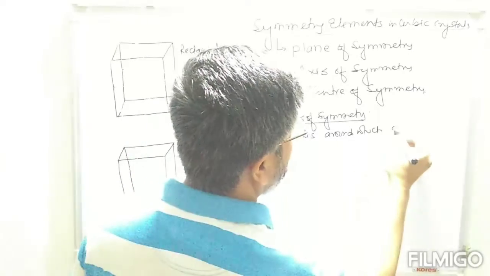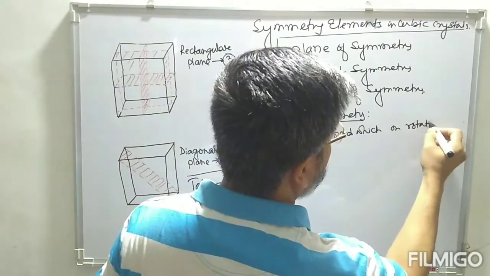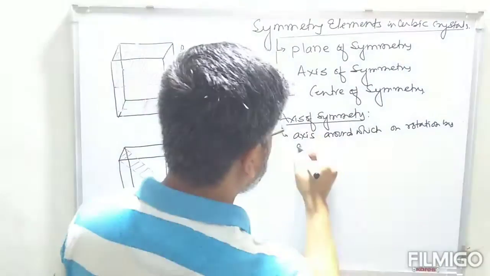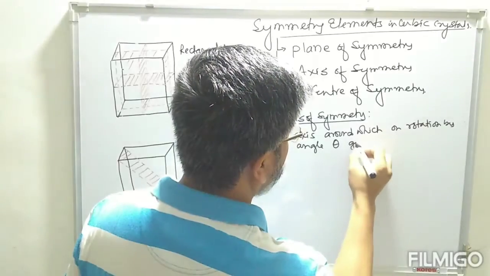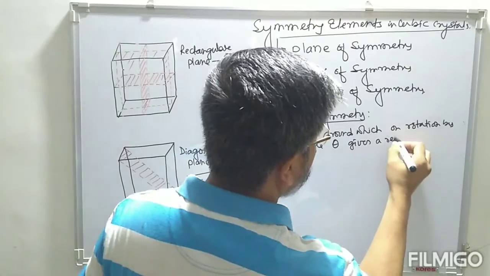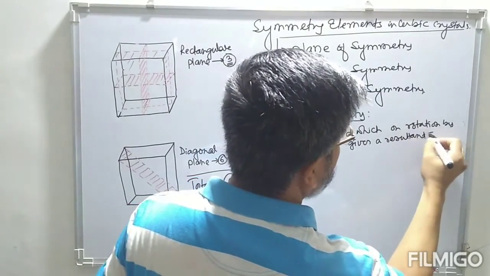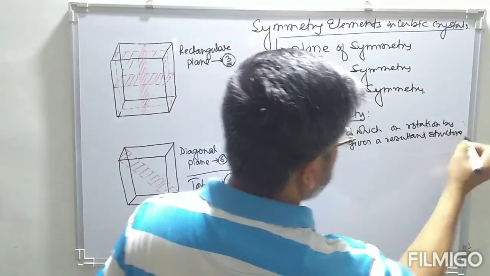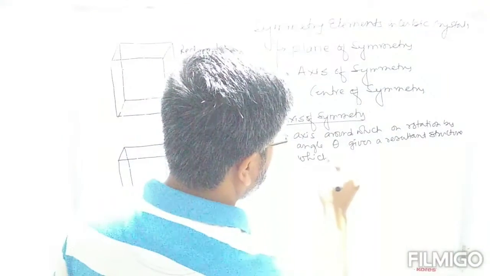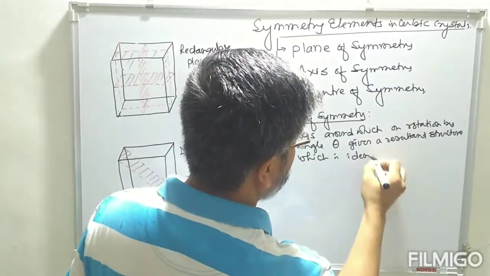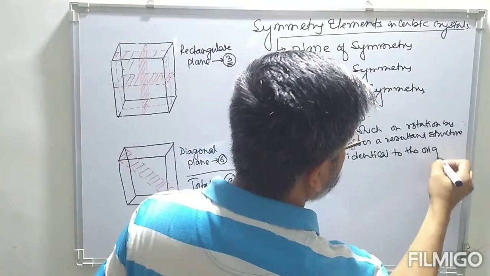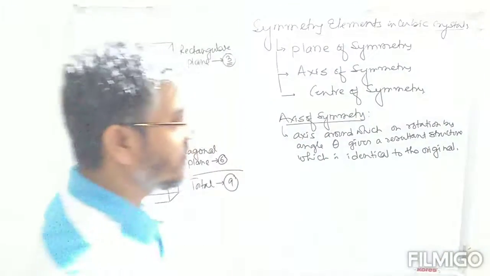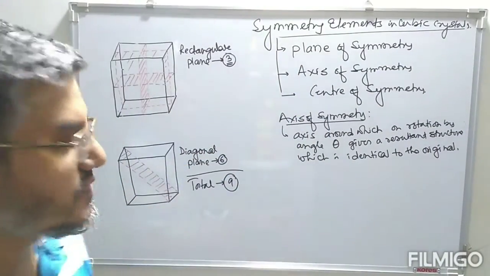An axis around which rotation by angle theta gives a resultant structure which is identical to the original. Those types of axes are known as axes of symmetry.